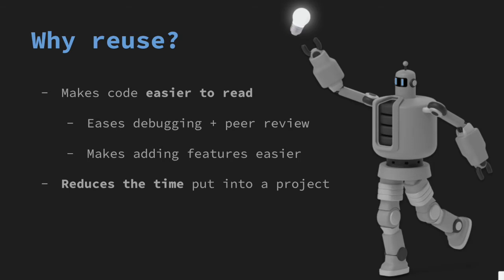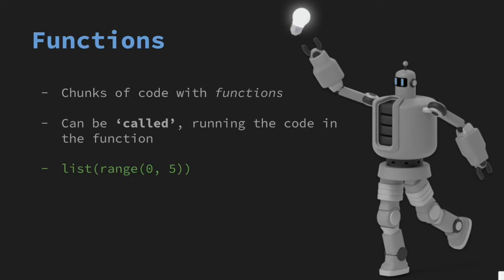Smooth transition. What are functions? Let's start with that. Functions are, as the name implies, chunks of code with functions. You often define them first, and then you call them many times later on, and that runs the code that you've defined as your function. Over here you can see an example of calling. You might not know what this means, but let's get into that.